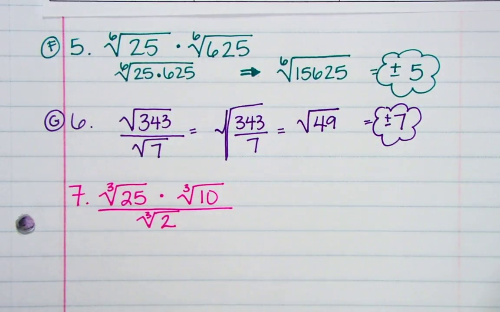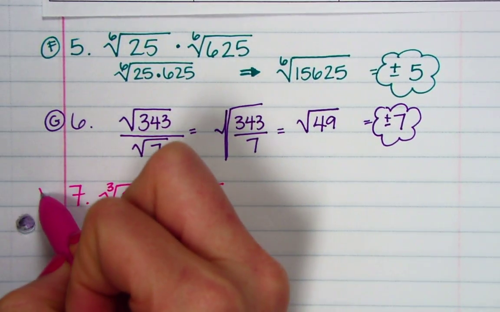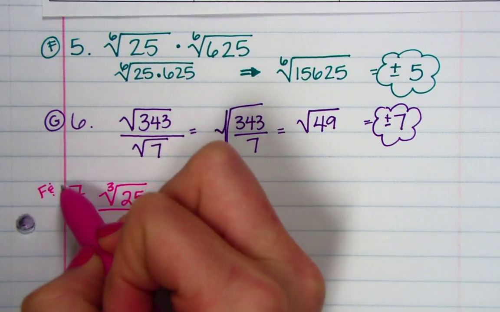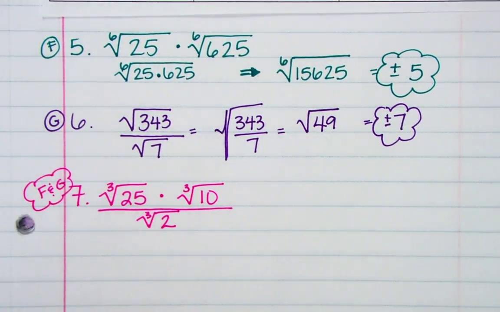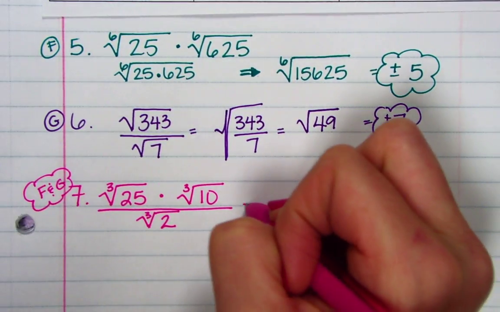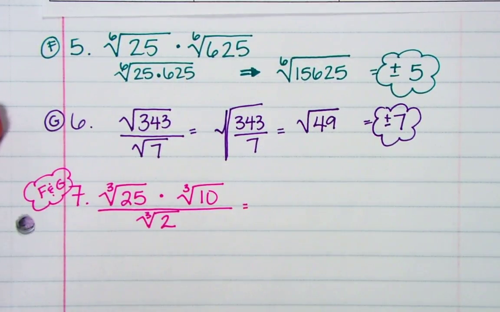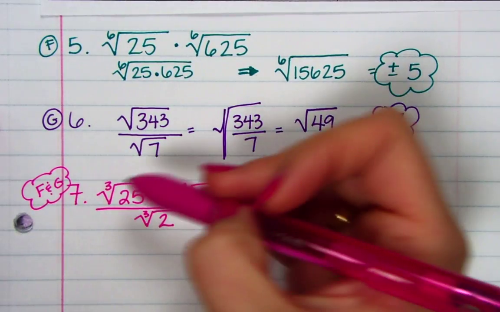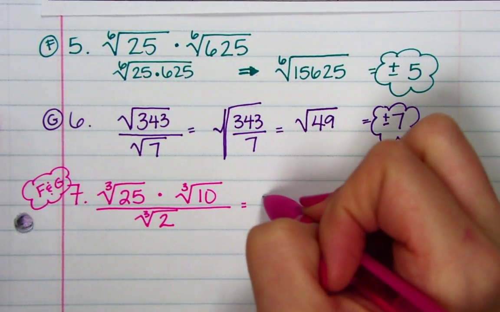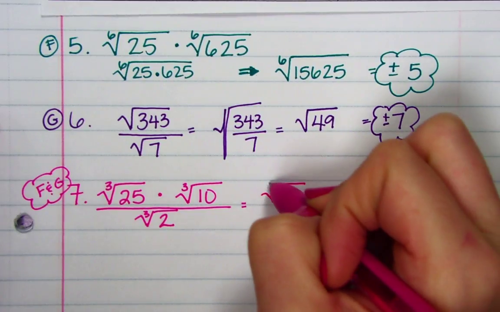G. We're using both on this one, okay? It's got both in there. I needed to hear someone say both, or I'll just tell you. So, we're doing both. Can't do it all at once, so we'll break it down. What do you want to do first? The top. We'll multiply. What is 25 times 10? 250.